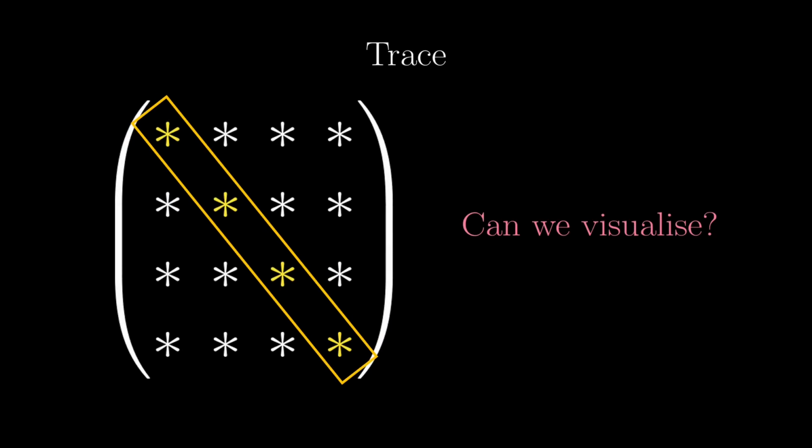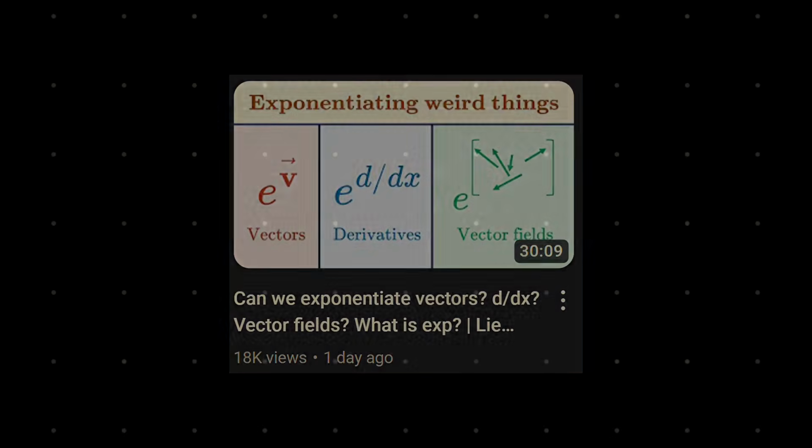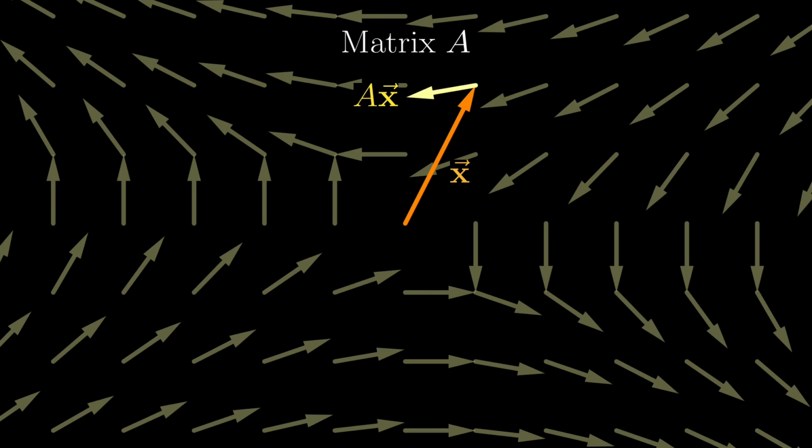At the end of the previous video, we described a matrix as a vector field. Let's expand on that a little bit. If you are given a matrix A, then the vector field would be constructed by attaching every point with position vector x by the vector Ax.